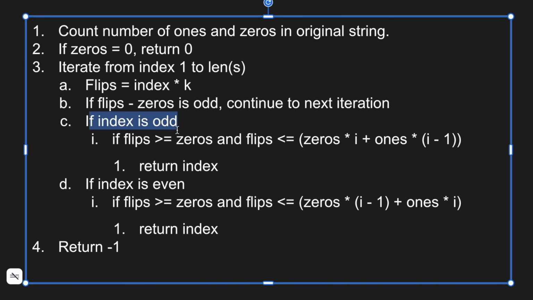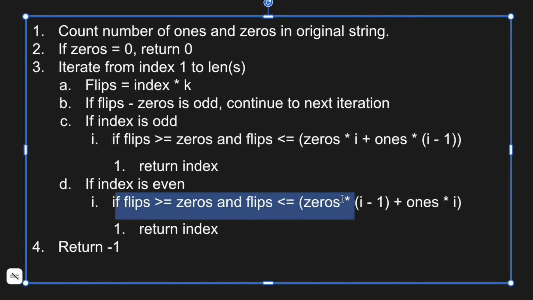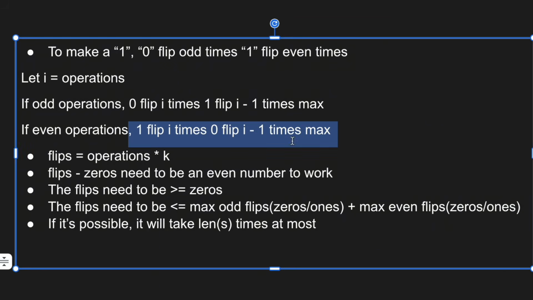So if index is odd, then we need to make sure flips is greater than or equal to the number of zeros and less than zeros times I plus ones times I minus 1, based on what we have defined here. If it is even, we also make sure that it's greater than or equal to zeros, and flips would be less than this formula, which is zeros times I minus 1 plus ones times I, and it's based on what we have here as well.